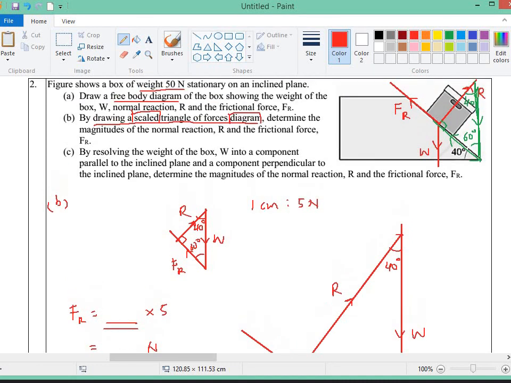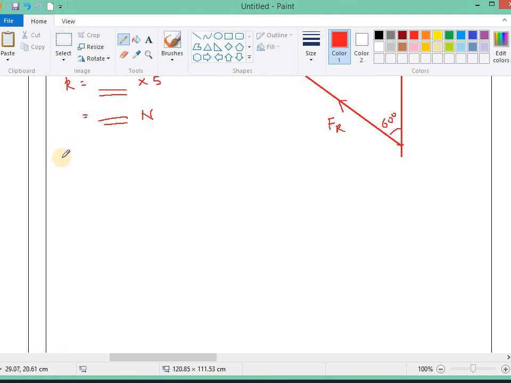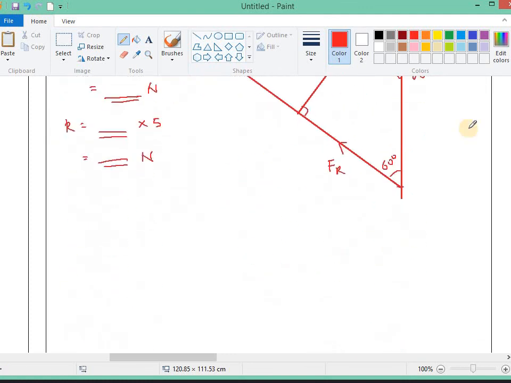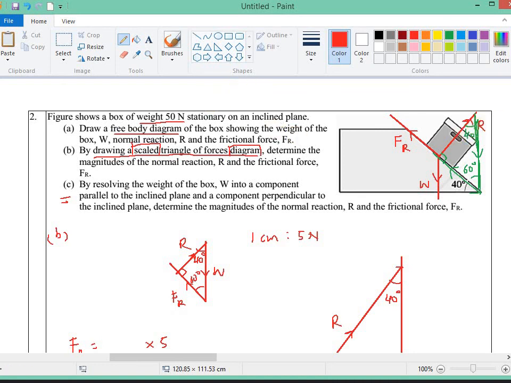Alright, so after that, part C: by resolving the weight of the box into a component parallel to the inclined plane and a component perpendicular to the inclined plane, determine the magnitude of the normal reaction and frictional force. So that means for part C, they want us to do another method, which is resolution of forces, to find the normal reaction and the frictional force. This is B and C. We want to do resolution of forces.